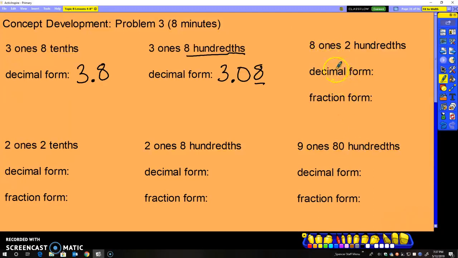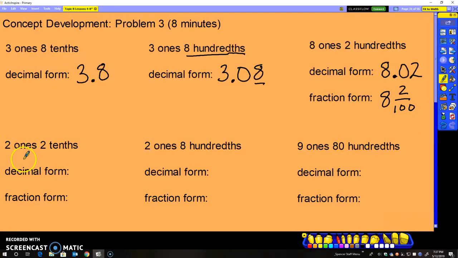Alright, now we have decimal and fraction form that we're going to do for the rest of them. So 8 ones, my decimal. Now I have to decide, if I have 2 hundredths, I don't have any tenths. I don't have enough to make a tenth. So my 2 is in my hundredths place, my 8 is in my ones place. This in fraction form is going to be 8 and 2 hundredths.